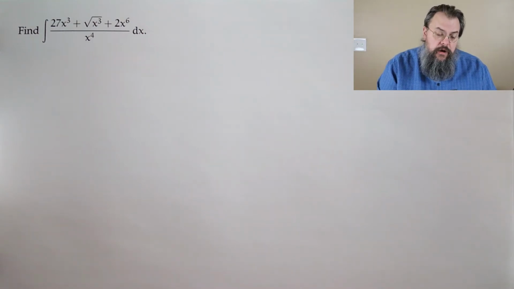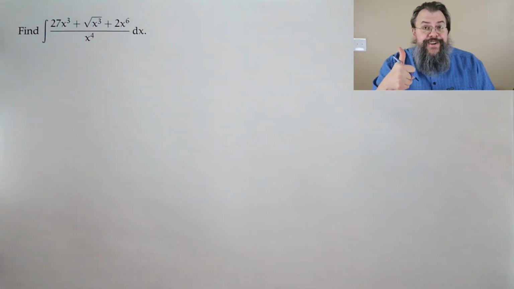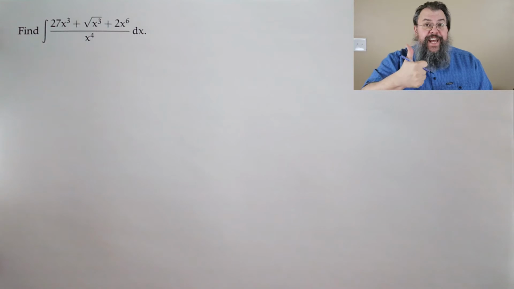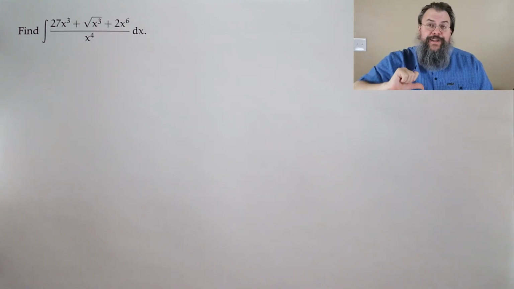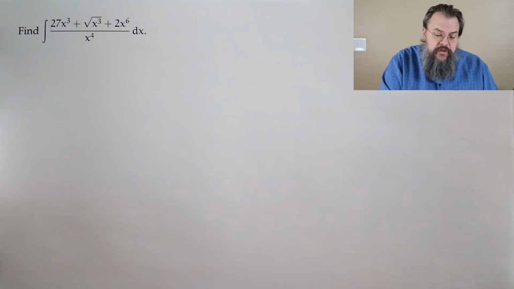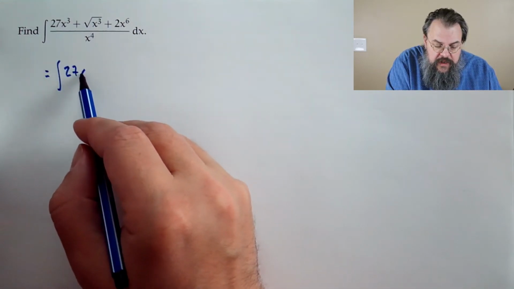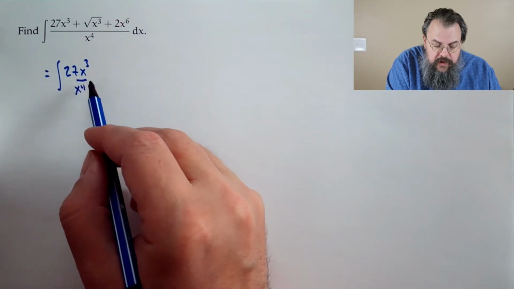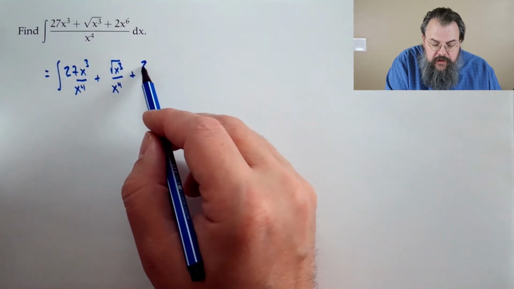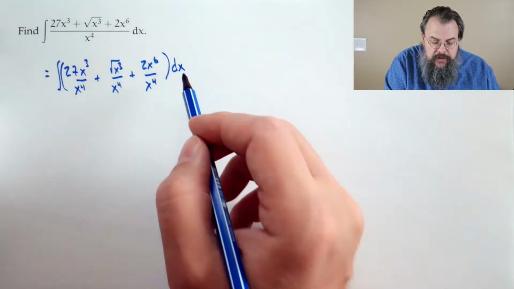Now here, we say, oh, well look, you see pluses upstairs. Pluses upstairs are good. Pluses downstairs are bad. It's like your thumb tells you, upstairs, great, we love that. Downstairs, not so good, we don't want that. So what's good about pluses upstairs? What we can do is separate. So say, hey, this is the same as the integral of 27x cubed over x to the 4th plus square root of x cubed over x to the 4th plus 2x to the 6th over x to the 4th, dx.